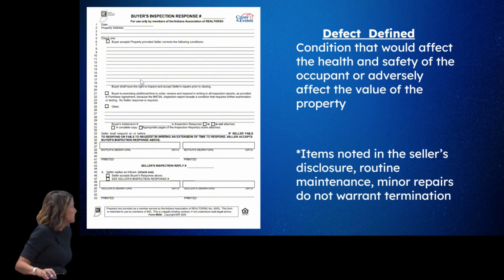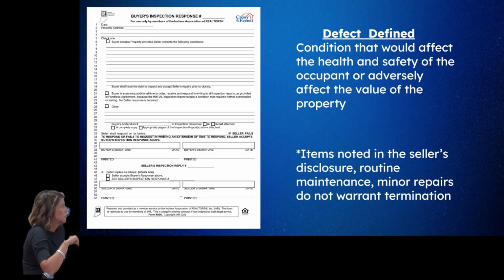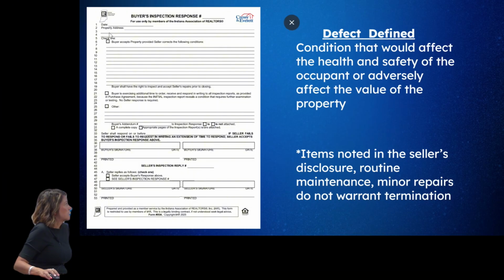Okay, so this is what we do. We've used our extra time. Now we're ready to put in a response to the seller. So you're working with the buyer. Again, a defect is defined by a condition that would affect the health and safety of the occupant or adversely affect the value of the property. So we put in the date, property address, and we check the box that this is what the buyer will accept the property if we do. We'll accept the property if the seller has an electrician replace the GFCI outlet that's not working, the roof is replaced, and the septic tank is replaced or repaired. We list all of that in here.